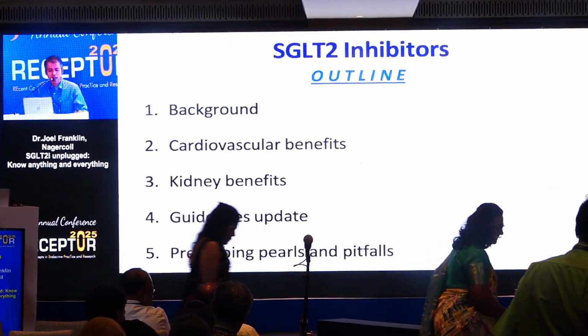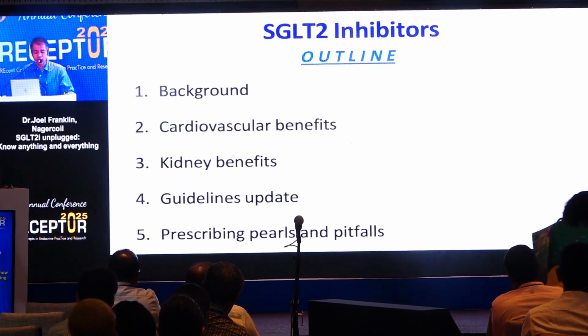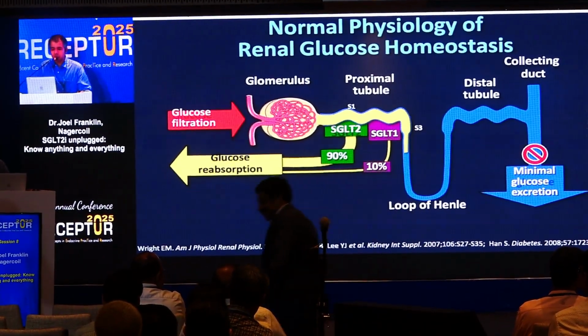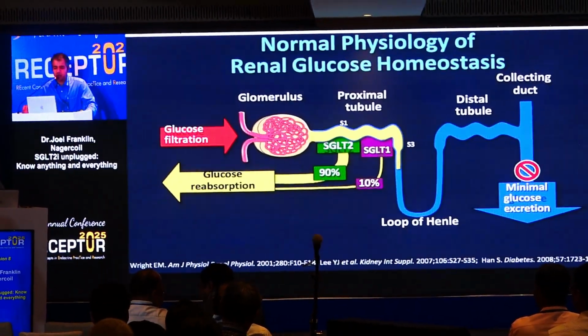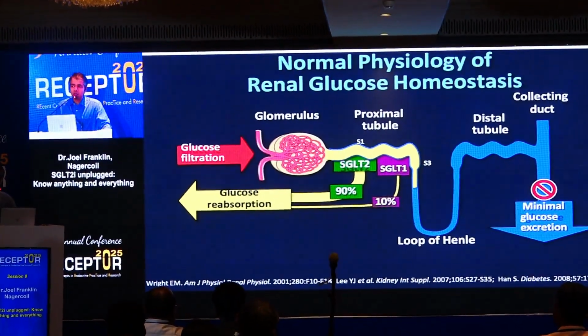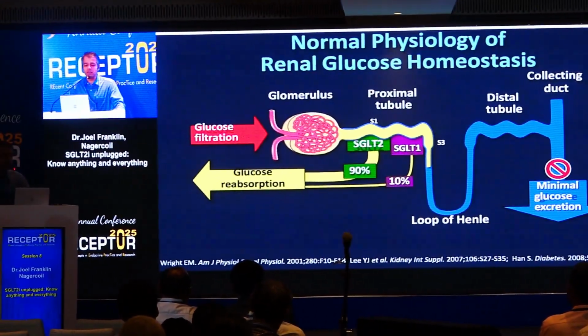Outcome trials, and I'll be ending my talk with some clinical info. So how does this molecule, this SGLT2 inhibitor, decrease the HbA1c? It does it by induction of glucosuria.